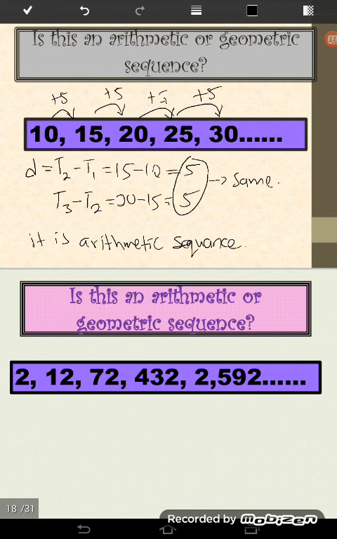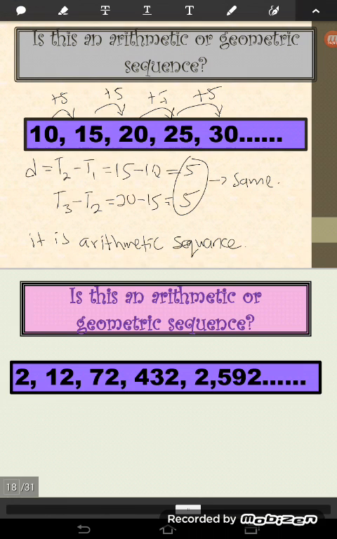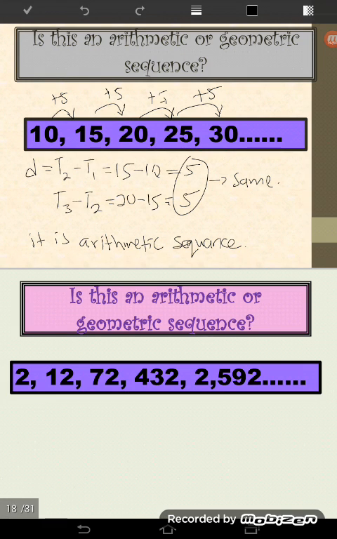Okay, so tengok yang bawah pula. So 2, 12, 72, 432, 2592. Okay, so yang ni katakanlah dia arithmetic. So find D dulu. Find the common difference first. Okay, so find the common difference D. So using T2 minus T1, which is 12 minus by 2, which is equal to 10. Okay, so another way, third term minus second term, which is 72 minus by 12.